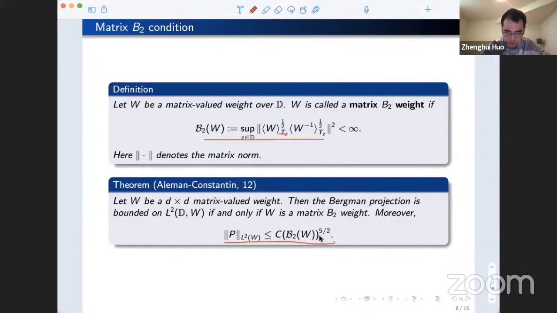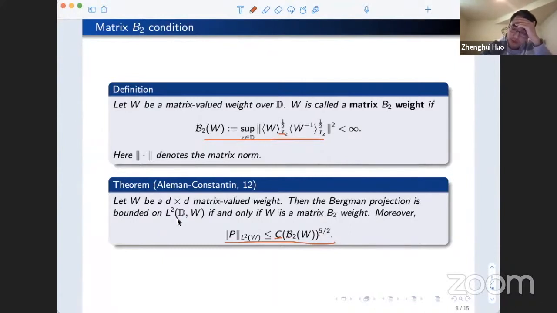If you look carefully, you will see that the constant right here does not have the subindex d, which means actually what they showed in their paper is more. Actually they consider also the operator valued weight, which means in this case the vector valued function could have range in a Hilbert space of infinite dimension instead of just a finite dimensional C^d.